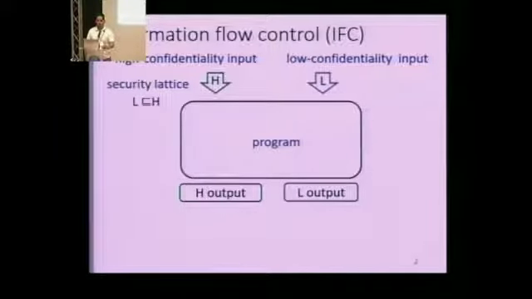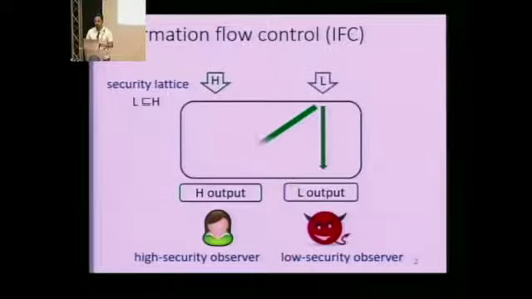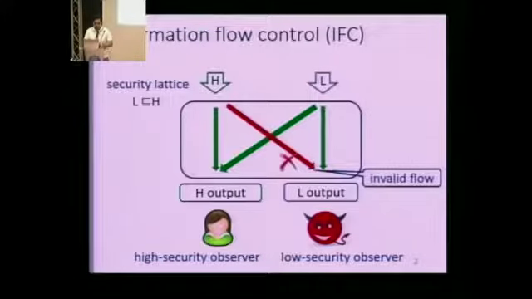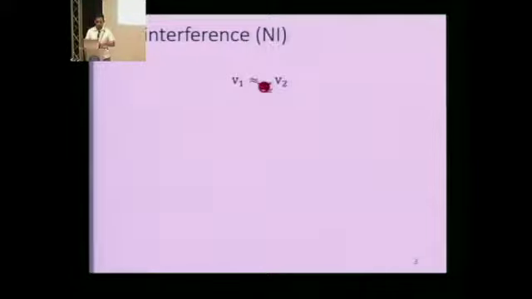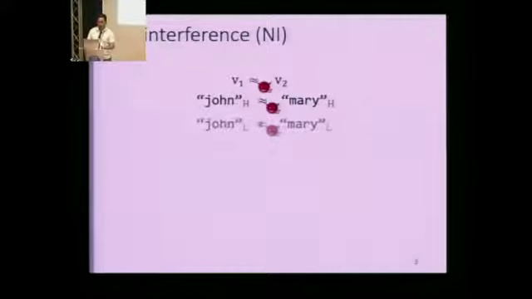And those output channels represent the way that a high security observer and a low security observer have to see the execution of the program. So the idea is that we want to reject invalid flows, such as those from high confidentiality data to low confidentiality output. Then the basic notion of non-interference is expressed on low-sensitive equivalence, which basically equates any two private values but distinguishes between low security values.